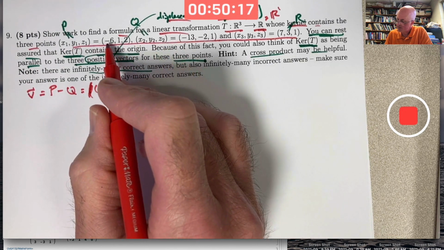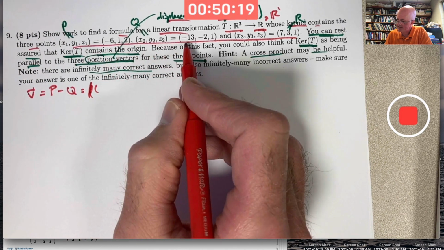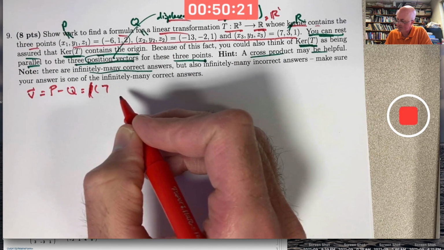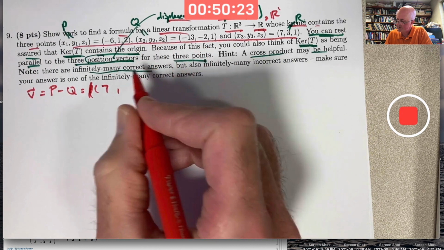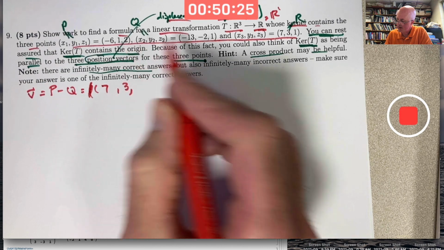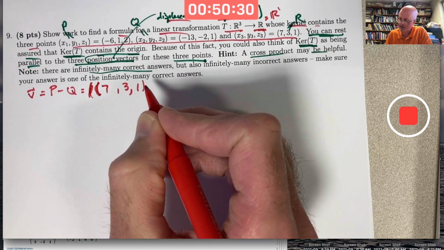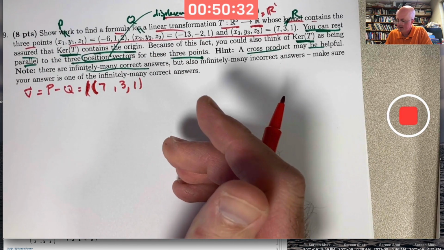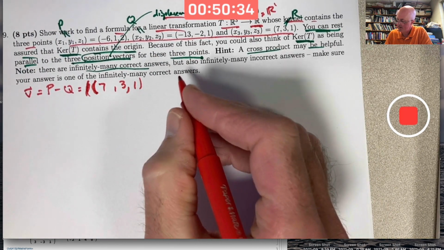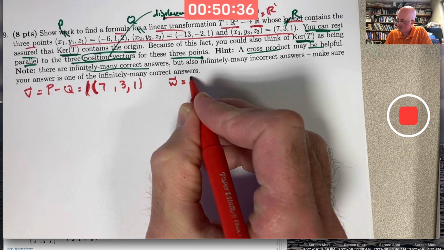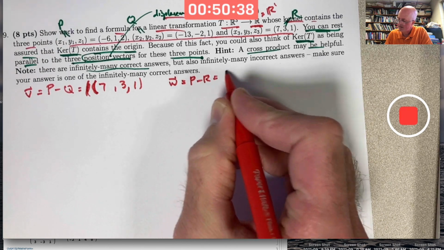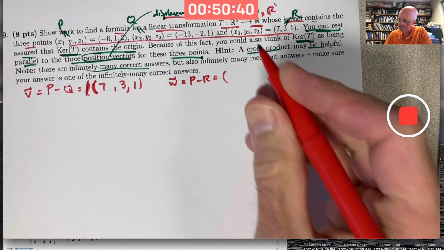P minus Q. Subtract coordinates. -6 minus -13 is +7. 1 minus -2 is +3. 2 minus 1 is 1. So the vector 7, 3, 1, which I'm writing as a row vector here (I could write it as a column vector), is a vector parallel to this plane. Another one, called W, say P minus R, is also going to be in the plane.